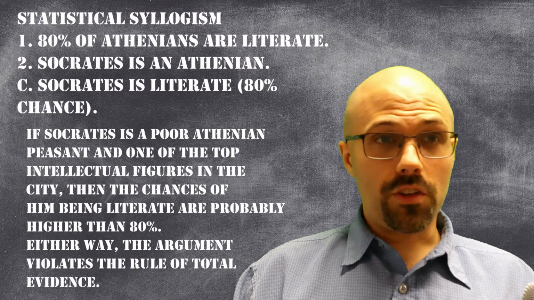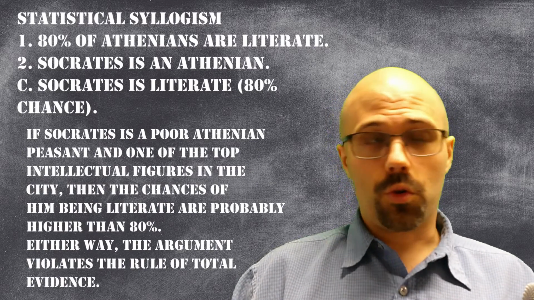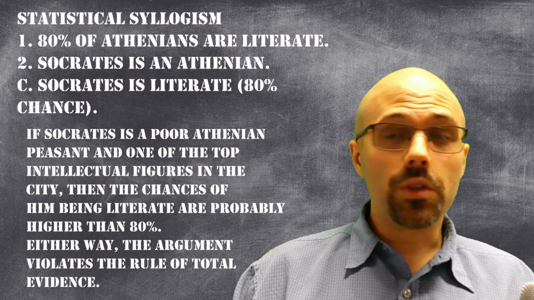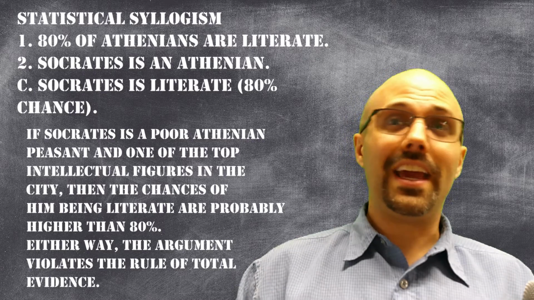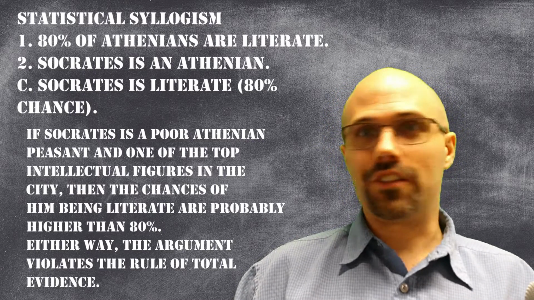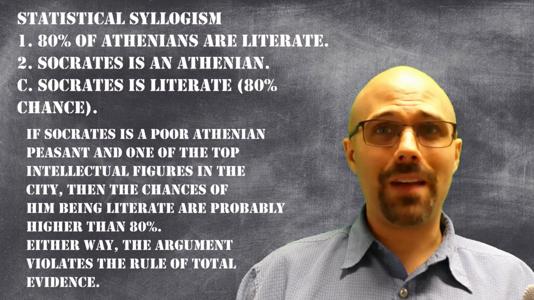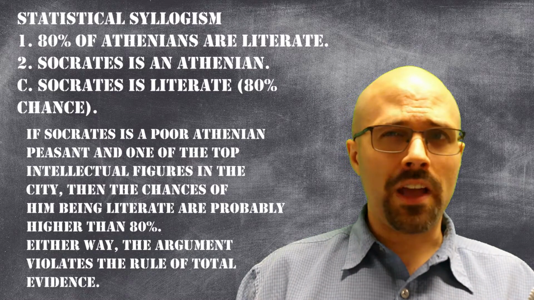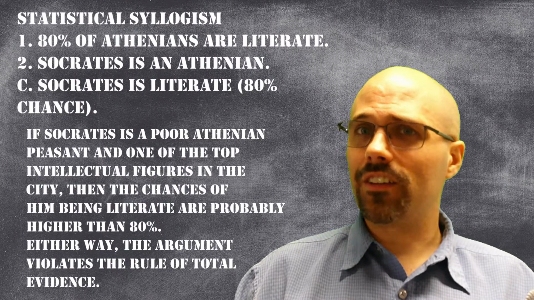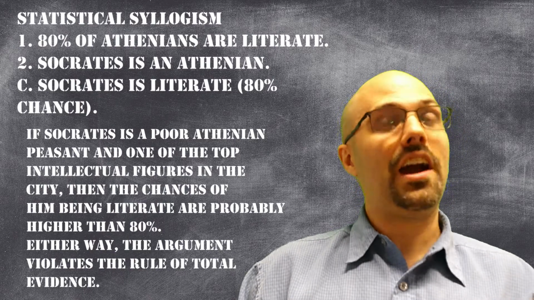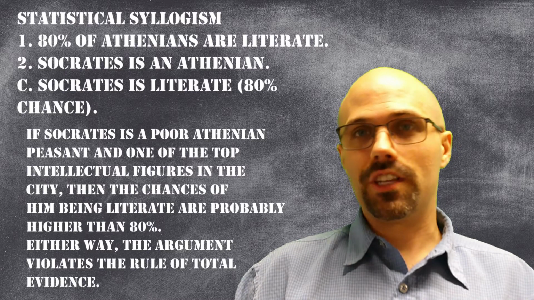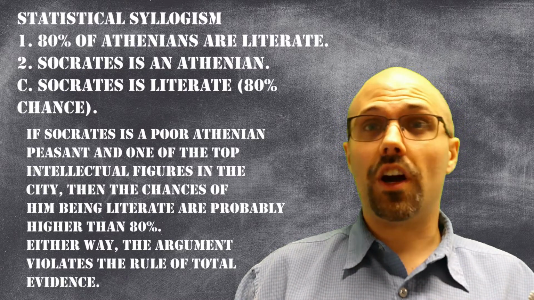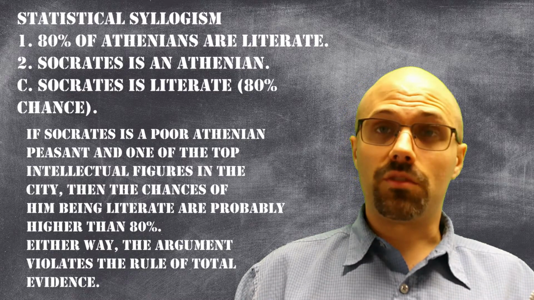Again, let's go even further. Let's say that Socrates indeed was a poor Athenian peasant. Let's say that in addition, I told you that Socrates is one of the foremost intellectual thinkers in Athens. Okay, again, that suggests that there's some evidence that's lacking, because I imagine the percent chance of people who are Athenian citizens, who are poor peasants, and the foremost intellectual thinkers in the city is probably way higher, right, than 80%. And so again, in both of those cases, the percentage hasn't been calculated using all the available information. We violated the rule of total evidence.